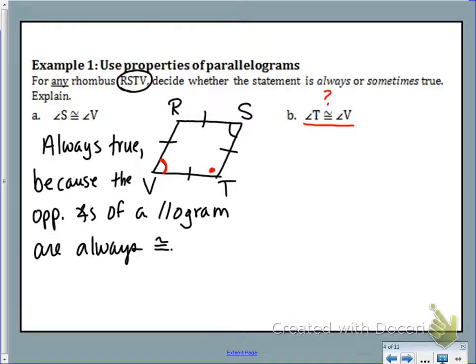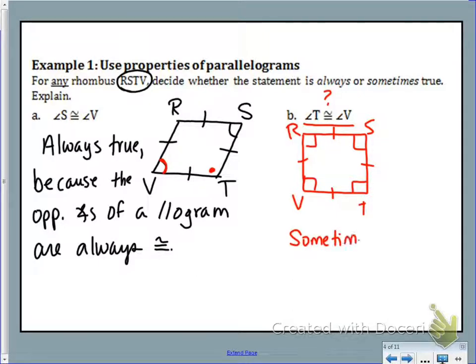The only time that this would be true is if they're supplementary and congruent. So the only option for that would be if this was 2 angles that were right angles. So if that was the case, this would no longer be a rhombus. It would have to be a rhombus with one more specific detail, and that would be the right angles. So this would actually make it a rhombus that's also a square. So this is sometimes true, but only when the rhombus is a square.